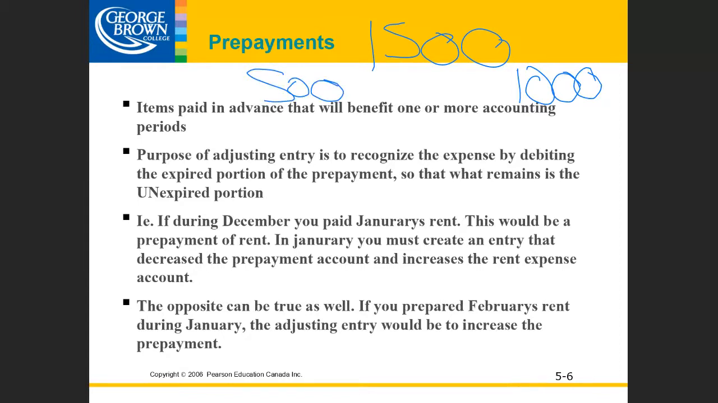So we're really just adjusting the account for the expired portion, which is an expense, and the unexpired portion as well, to show the true balance of this particular account. Right? Good. I'm happy you caught on to that really quick, because sometimes this one's kind of tricky.